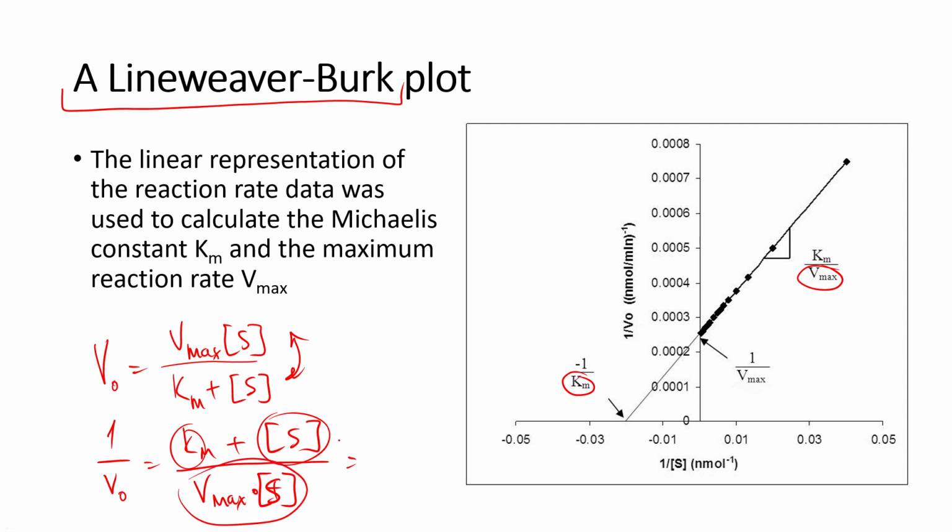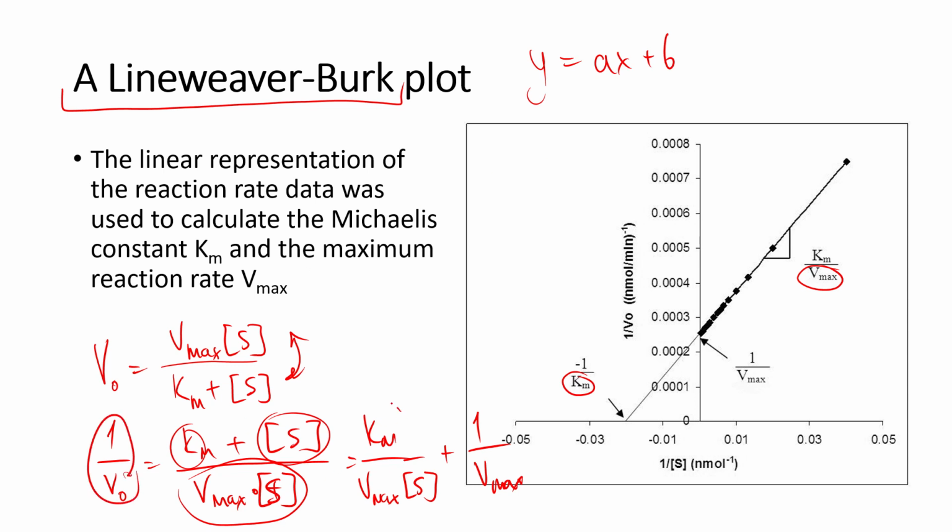Okay, so we have this formula now, and we can divide this part and this part by this divisor. And what we get is the Michaelis constant divided by Vmax times substrate, plus 1 over Vmax. So here we have the linear representation of our graph: y equals ax plus b. Here you have the y, then you have the ax, and plus b.